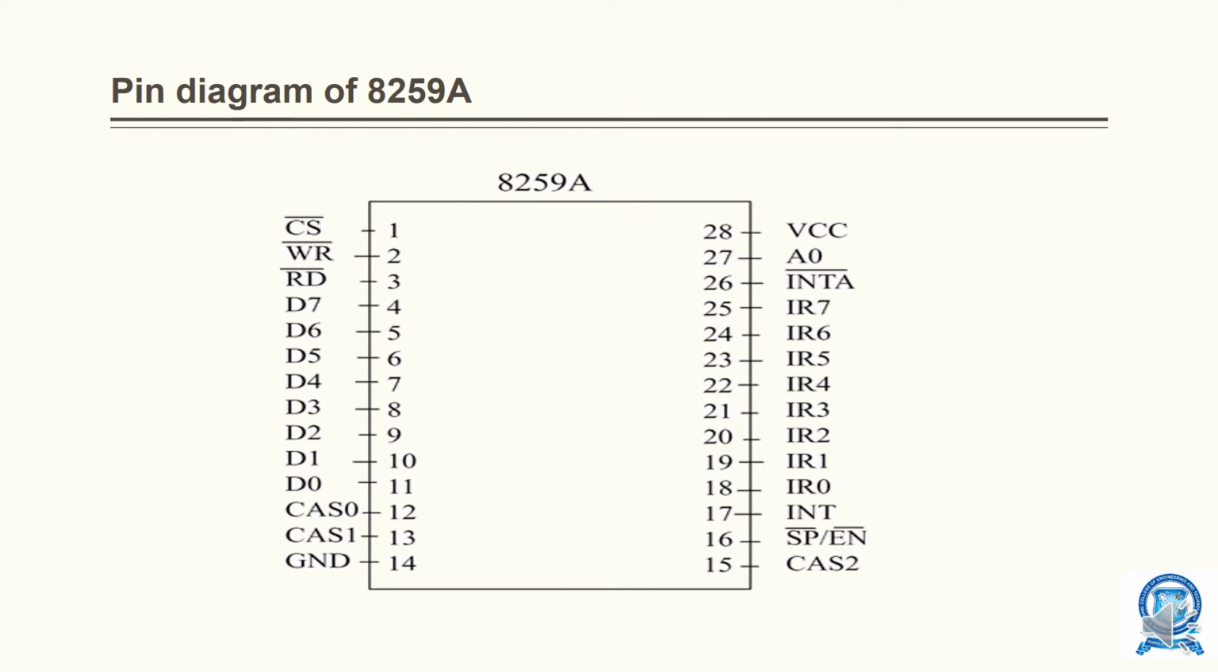This is the pin diagram of 8259. So here we have 8 data pins D0 to D7. Then we have 8 interrupt pins IR0 to IR7. Ground, VCC. In addition to this, we have some pins called control signals: read, write, interrupt acknowledgement, SP enable, A0, A1. These are the pins available.